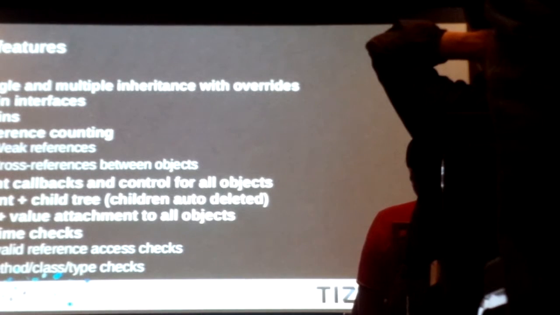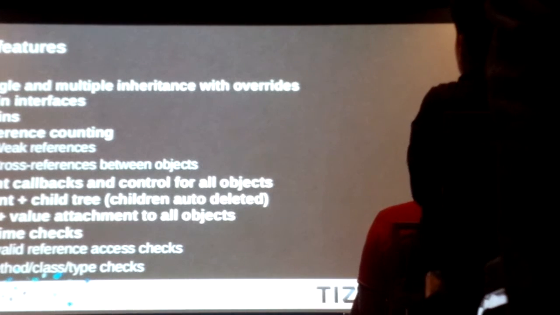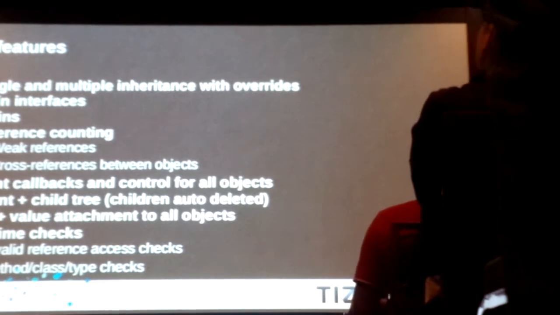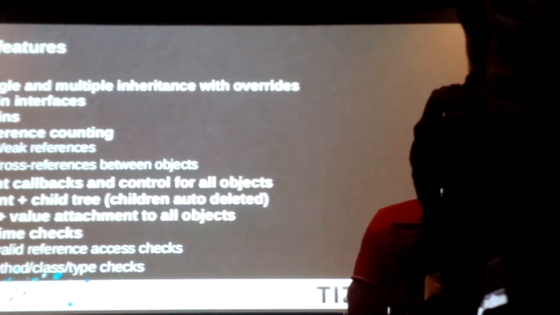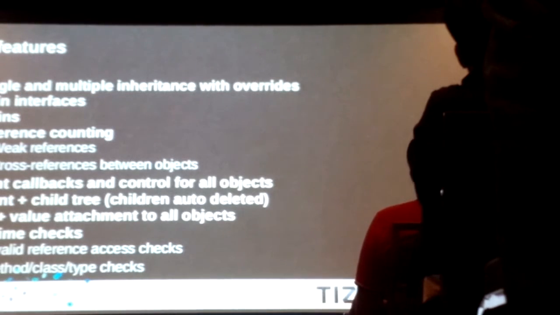So as an object model, it actually does quite a bit. It does both single and multiple inheritance. It does plain interfaces. You can do mix-ins, build things on the fly. Every object is reference counted. You've got weak and strong references. You can have cross-references between objects, so if one deletes, the other one will auto be deleted, or vice versa.